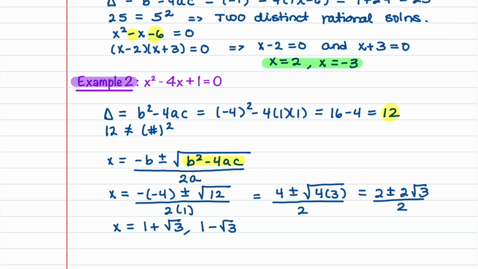And let's highlight these answers. We ended up with 2 solutions. They are real solutions, and they are also irrational solutions. And that's because our discriminant was positive, but not a perfect square.